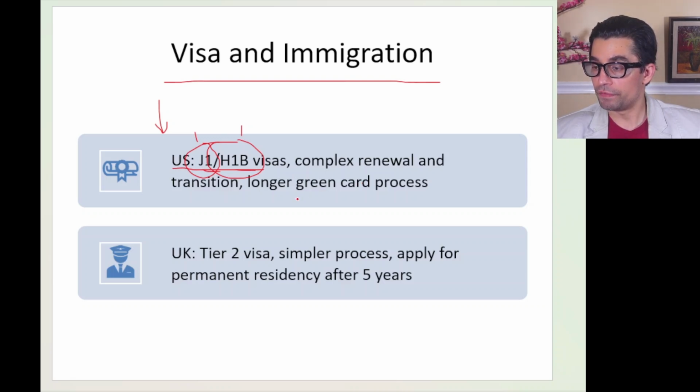Ultimate goal is eventually to get a green card. That is the permanent residency, and that is a process. We'll talk about that hopefully in some future video. Let me know if you have questions regarding that. In the UK, you are considered under the Tier 2 visa. That is the general type visa. Largely a simpler process, but you do need a job offer from the NHS, that is the National Health Service of the UK. Anyways, just need to remember these terminologies: J1, H1B, Tier 2 visa, at least for this video.